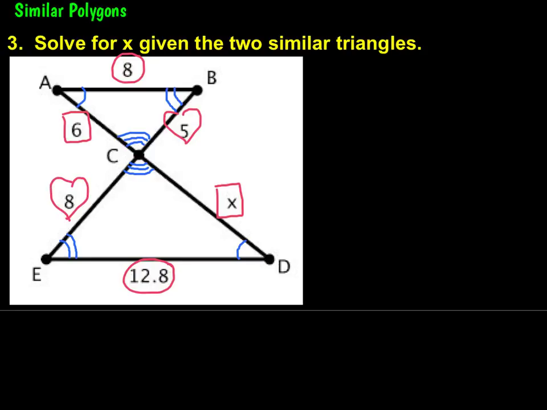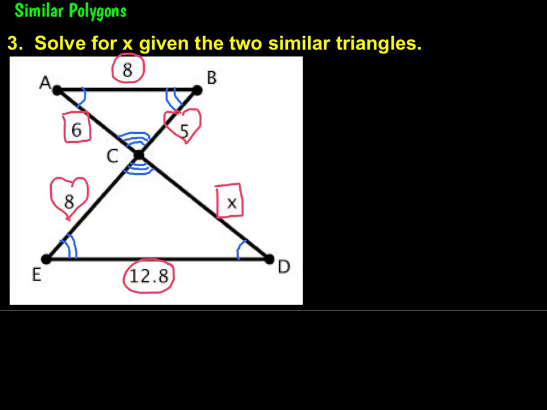Those are some ugly hearts. Oh well. Okay, so now that we have everything marked, we're going to set up a proportion to solve for our missing side. So you want to pick a pair that you do know. So we have choices. We can pick 8 and 5, or we can pick 8 and 12.8. I'm thinking you're probably going to pick 8 and 5 because you probably want to avoid that 12.8. I don't blame you. That's what I would want to choose too.